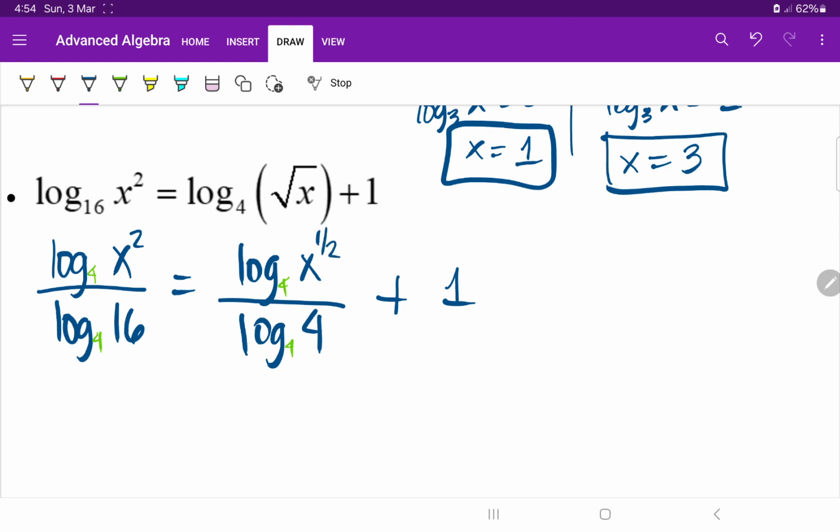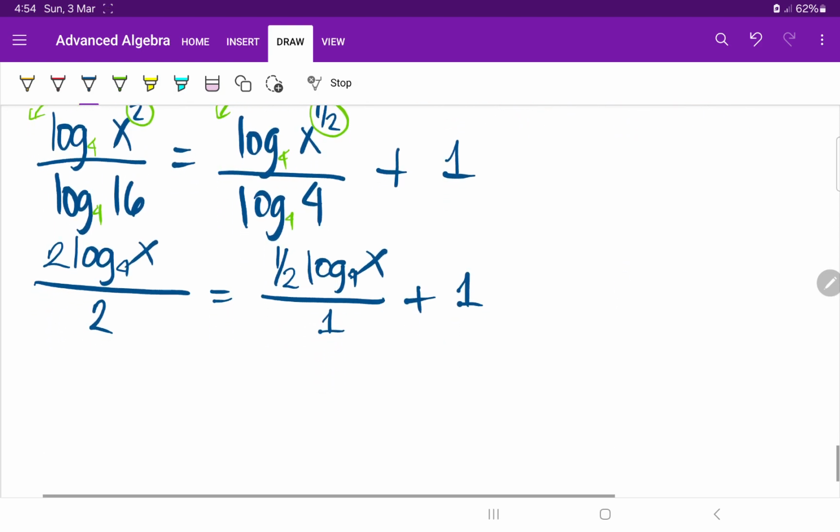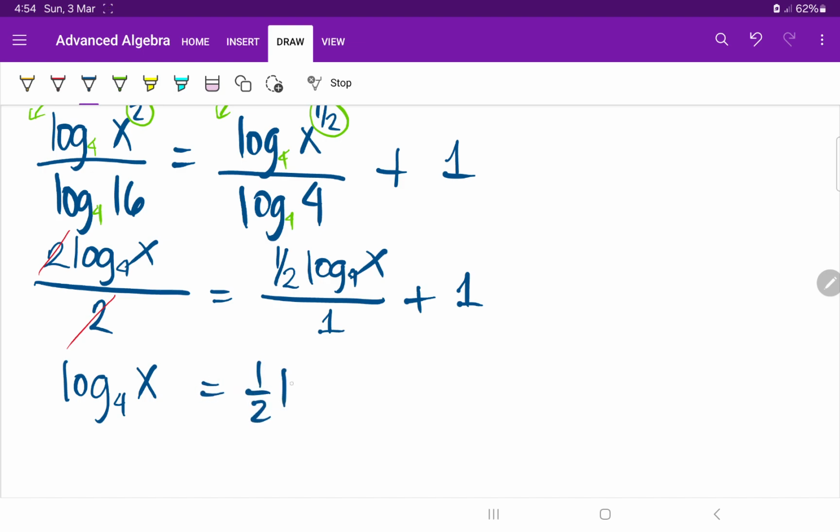Okay? So, using power rule, dito, I can rewrite my equation as 2 log base 4 of x divided by 2 equals 1 half log base 4 of x divided by 1, plus 1. Okay? So, cancel na to. Giving me log base 4 of x is equal to 1/2 log base 4 of x plus 1.